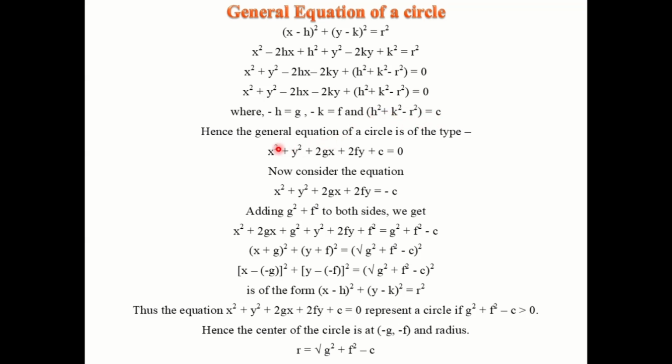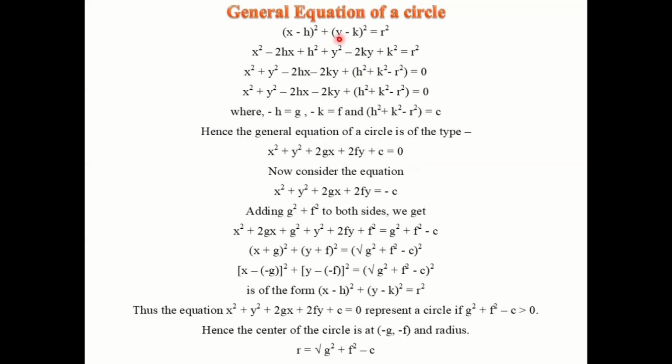Then we will get the general equation of circle, that is x square plus y square, and as we put minus h equal to g, here plus 2gx, and minus k equal to f, then plus 2fy plus c is equal to 0. This is the general equation of circle. Again I repeat, x square plus y square plus 2gx plus 2fy plus c is equal to 0. These steps you have to follow when center and radius are given.